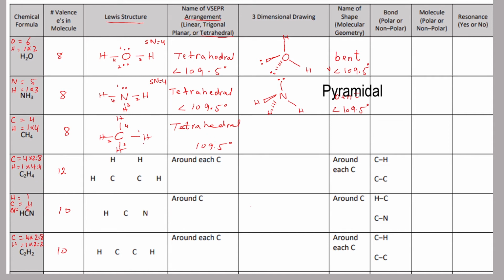Remember, if there is a lone pair on the central atom, then the bond angle is less than 109.5 for the tetrahedral arrangement. But in methane, there isn't any lone pair, so the bond angle will be 109.5. 3D drawing will be for tetrahedral. We always draw it like that. You have to practice how to make the 3D of tetrahedral. Okay, and then you can just have all these hydrogens at the corners and carbon in the center.